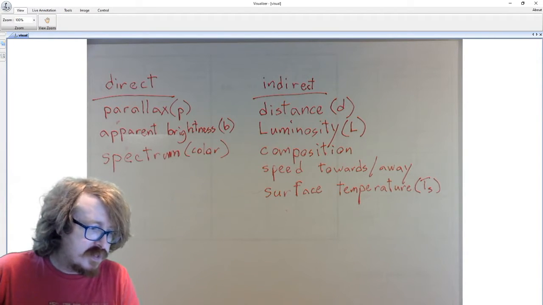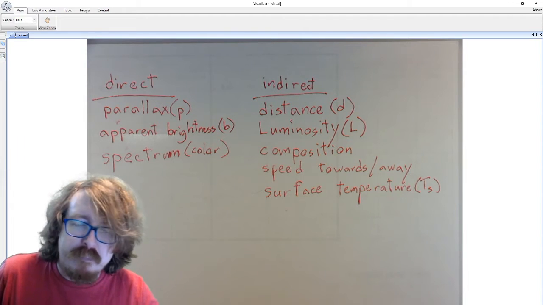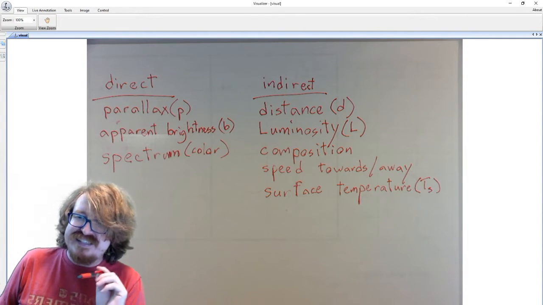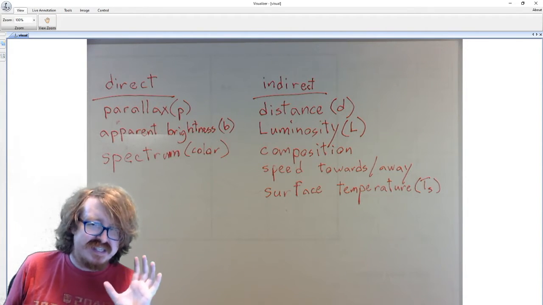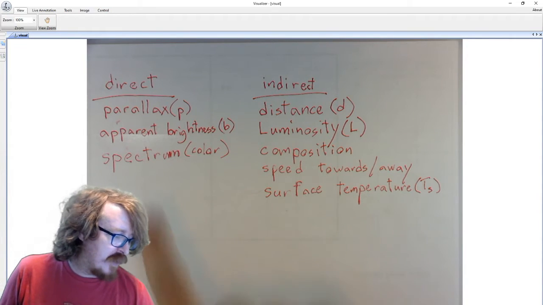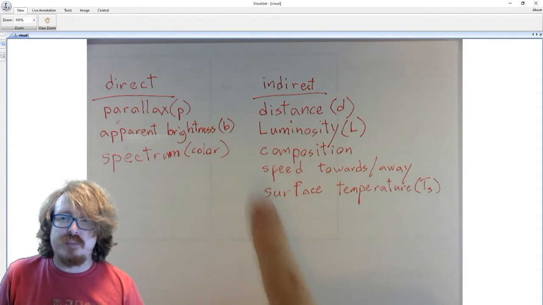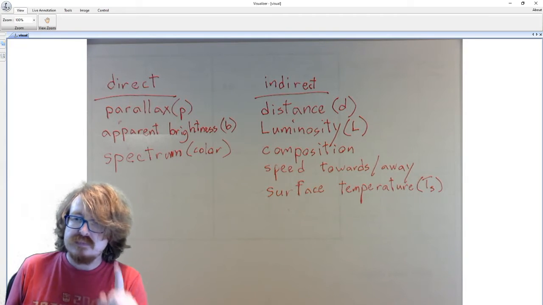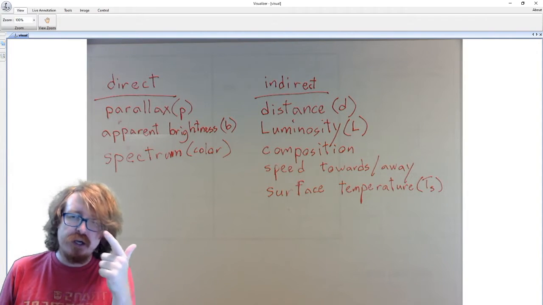So let's do this. The last property we're going to add to this list is size, okay? The size of a star. Is that something we're going to be able to directly measure, or something we're going to have to figure out? Size. Is it direct or indirect?